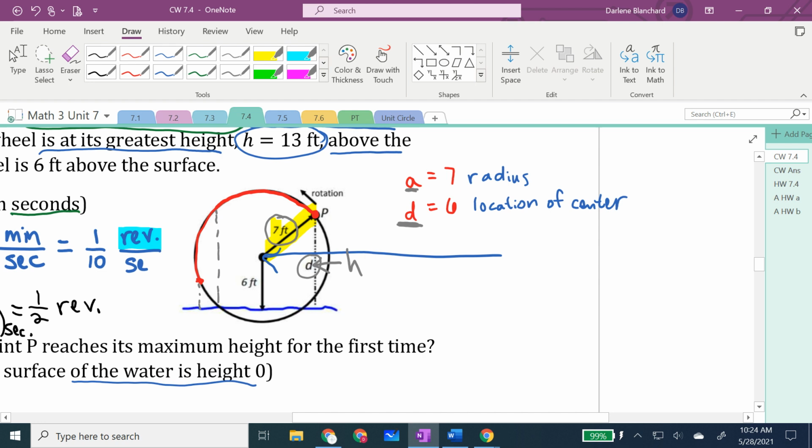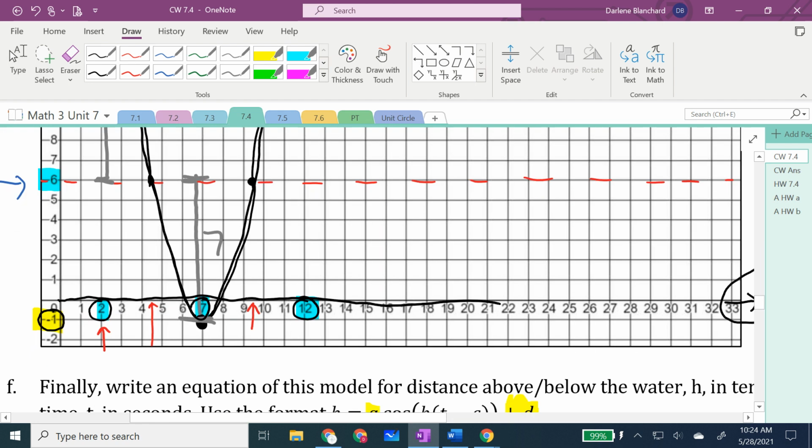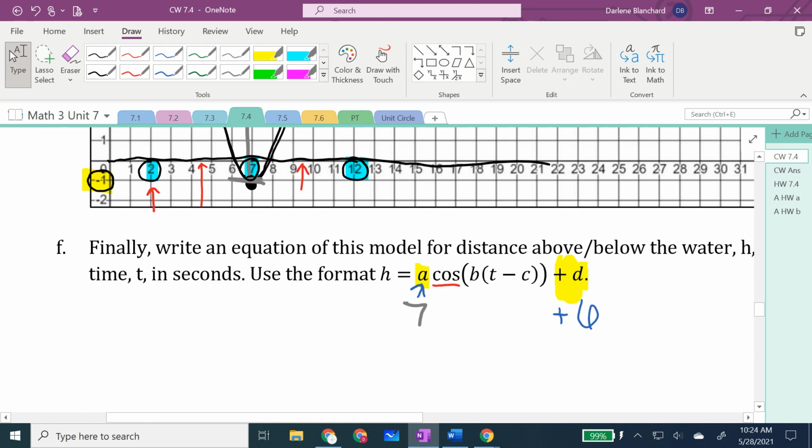Okay, those are the vertical issues. I now know my A and my D, and I'm going to unhighlight those. And now we're going to focus on the horizontal issues of what is the B and what is the C.